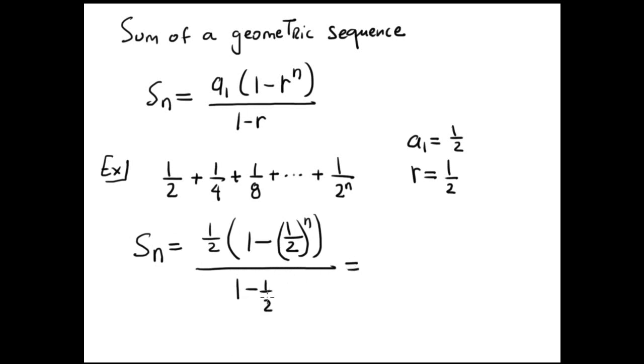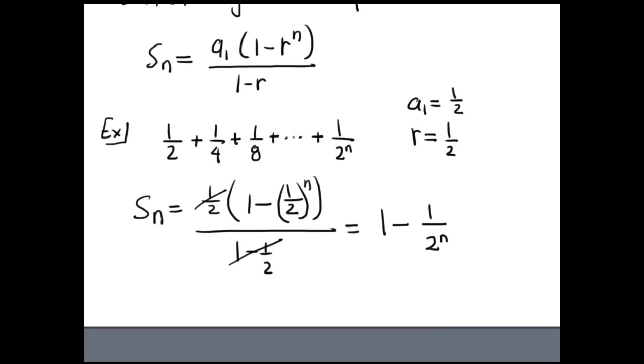Okay, 1 minus 1 half is 1 half, and the 1 half and 1 half are cancelled, and the answer is 1 minus 1 over 2 to the n power, because 1 to the n power is 1 and 2 to the n power is 2 to the n. This is the formula. Suppose I want to verify whether this formula is good or not.